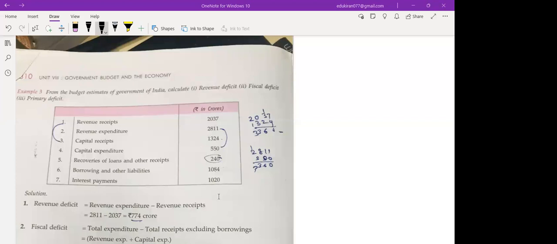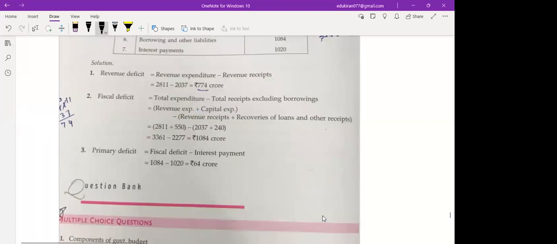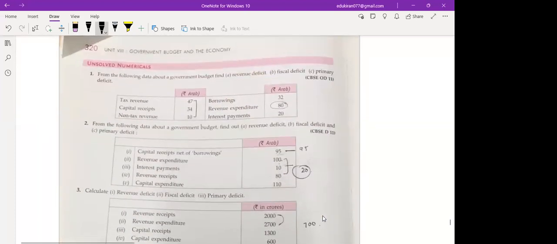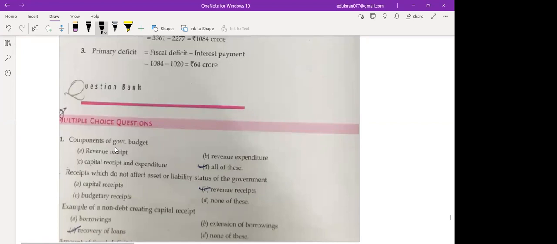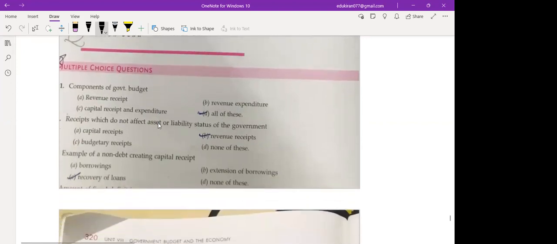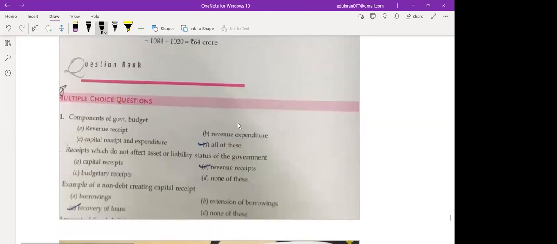Okay, so what did you people get? 64 crores. Okay. Now this one, see, components of government budget: revenue receipt, revenue expenditure, capital receipt and expenditure. So what are the components of government budget? All of these. Yes, ma'am. Revenue receipt is a component, revenue expenditure is, and capital receipt and expenditure both are.